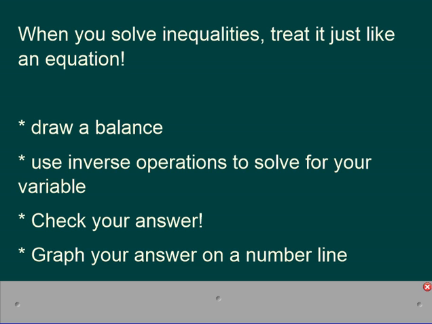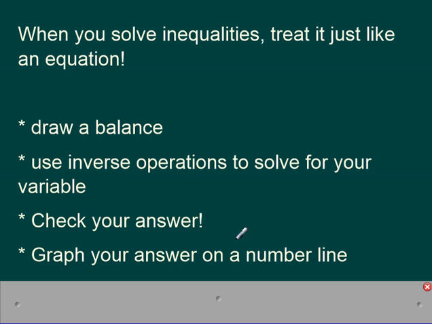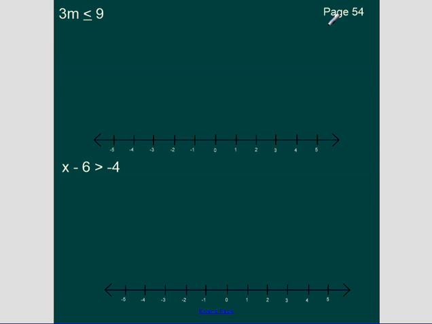Okay? So let's go ahead and jump right into doing one. Make sure that you wrote those steps down, guys, those notes. They should be on page 53. So pause and take a minute to write them down if you need to. All right, so some examples for us. Let's only do one at a time.